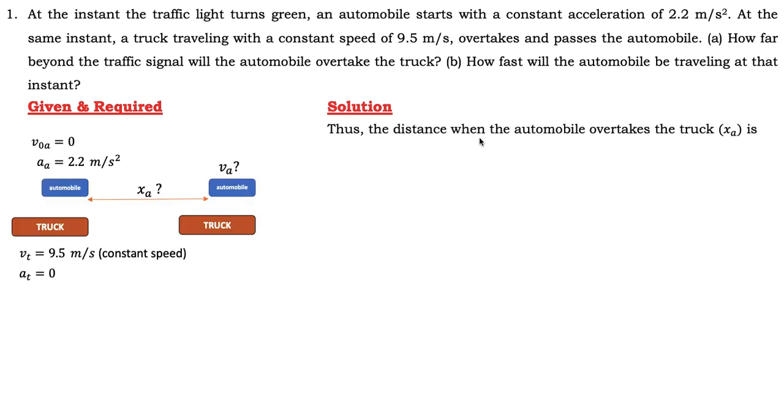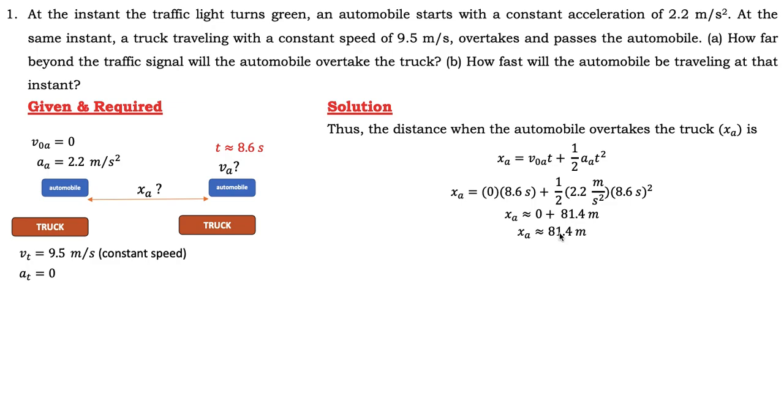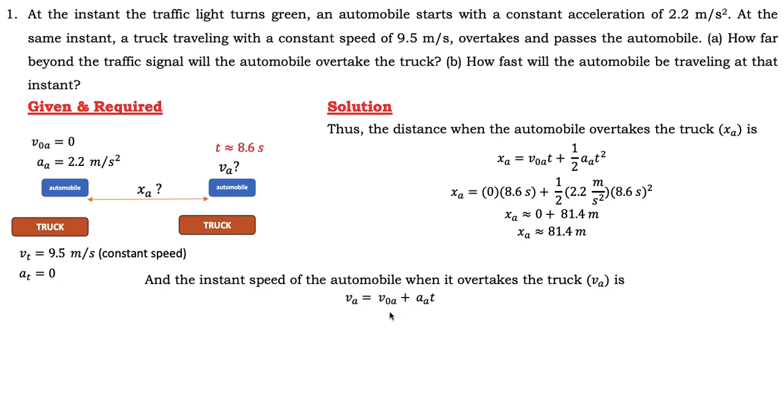Thus, the distance when the automobile overtakes the truck, XA, using the equation of straight motion, is the initial speed of the automobile times the time, plus the acceleration of the automobile times time squared. Substituting the value of each variable, and we know that t is approximately 8.6 seconds, the distance is 81.4 meters.